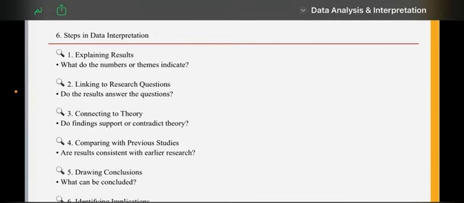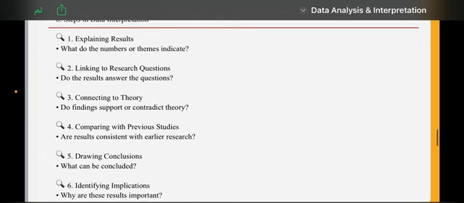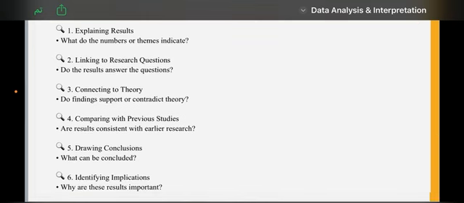The steps in data interpretation. We have first, explain results. What do the numbers and themes indicate? 2. Link it to the research question. Do the results answer the question? 3. Connecting it to theory. Do findings support or contradict theory? 4. Comparing with previous studies. Are our results consistent with previous research? 5. Drawing conclusions. What can be concluded? And 6. Identifying implications. Like why are these results important?